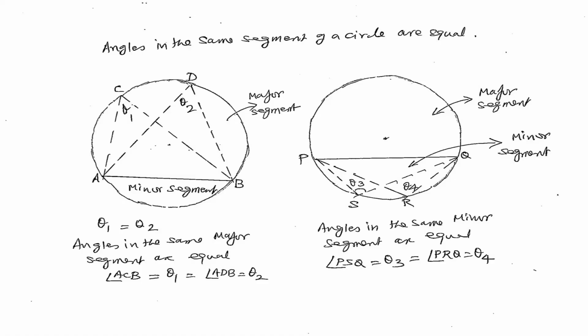The major segment is above the minor segment. So, angles in any segment, minor or major, are equal. And on the right side, angles in the same minor segment are equal. The minor segment is PQ.